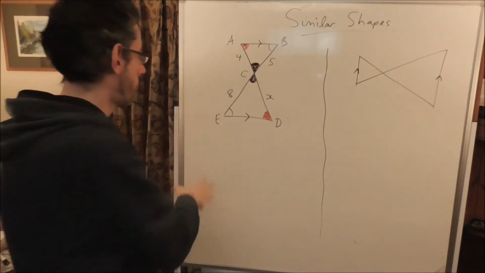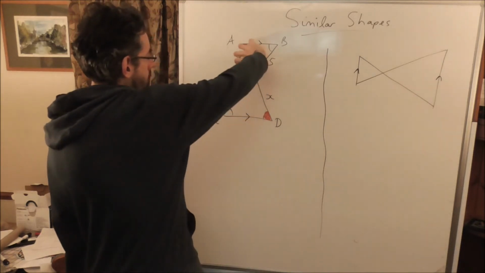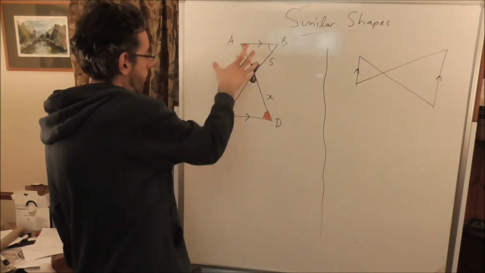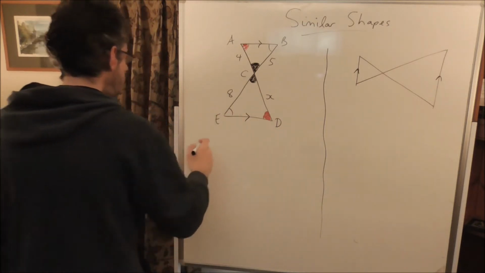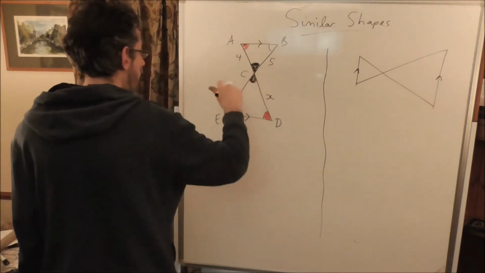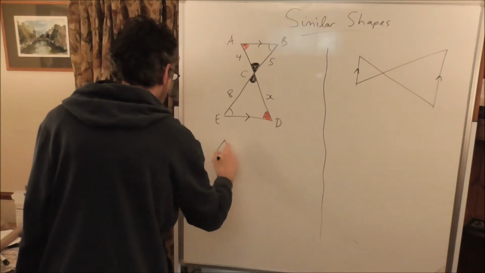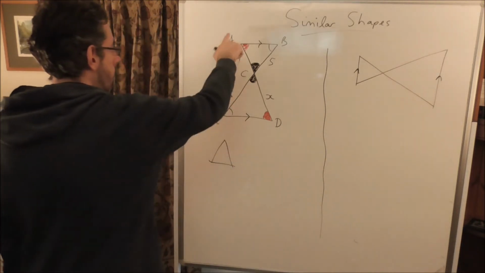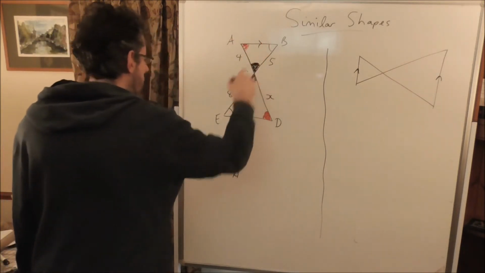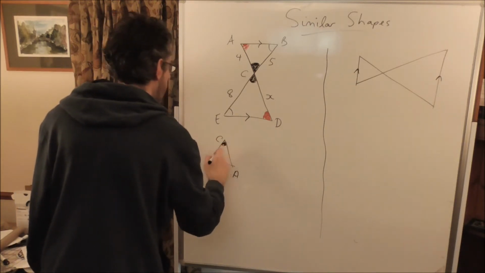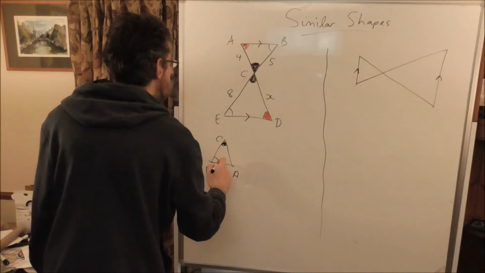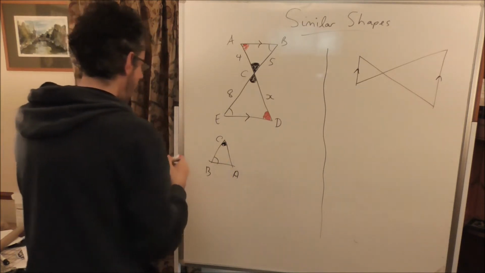Now what I'm going to do is draw them separately underneath, and I'm going to rotate this one round so it's facing the same way as this one. So I'm going to rotate this one round like that. So A will move over here, B will move over here, and C will move up here. Just colour the angles in so you can see what I'm doing. And A is like this.